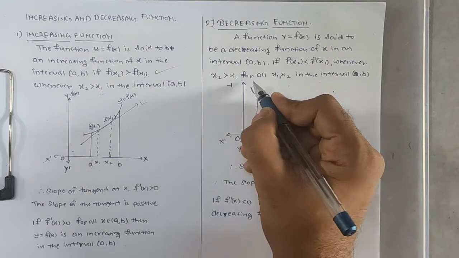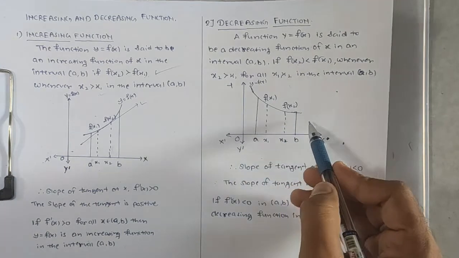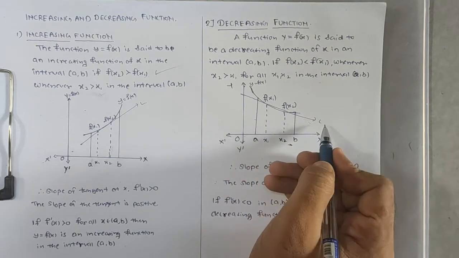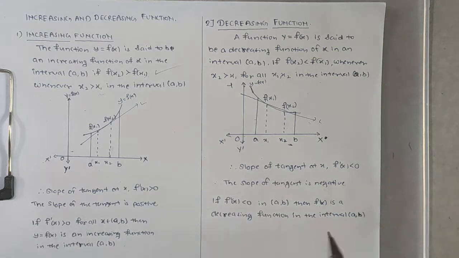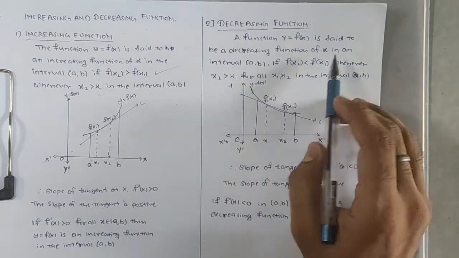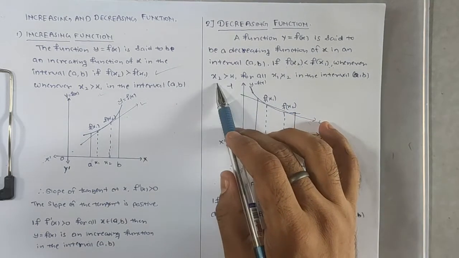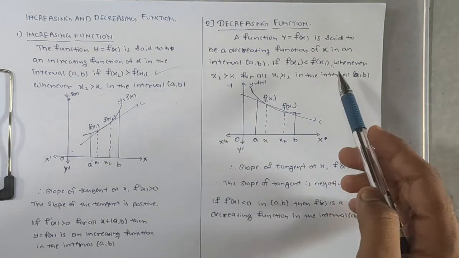When we move along the curve y is equal to f of x from left to right, the graph will be decreasing. Now if we draw the tangent, its slope will be negative. That means f dash of x should be less than 0. If f dash of x is less than 0 in the interval a comma b, then f of x is a decreasing function in the interval a comma b. When will it be a decreasing function? When f of x2 is less than f of x1 if and only if x2 is greater than x1. This is the definition of a decreasing function.